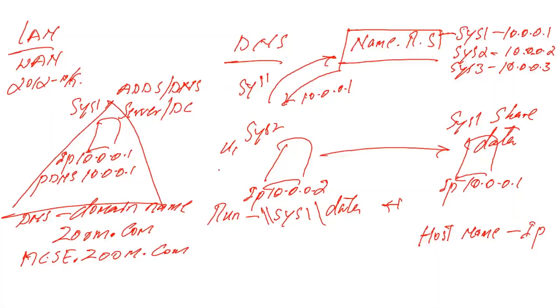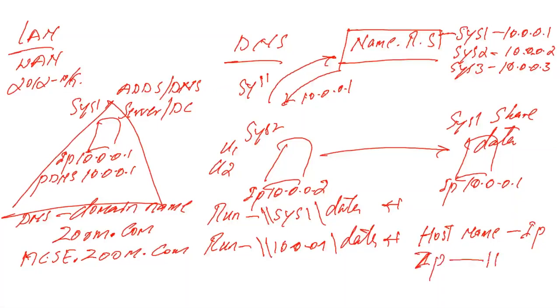But next day, the next user is requesting the admin. User 2 says, sir, I want to access the data share folder. This time the admin tells the user, please go to run and type //10.0.0.1/data share folder. This time the administrator is not giving the host name, but the IP address. So right now this user has the IP address, but to reach that machine we need the host name. So once you press enter, again the request will go to the name resolving service.